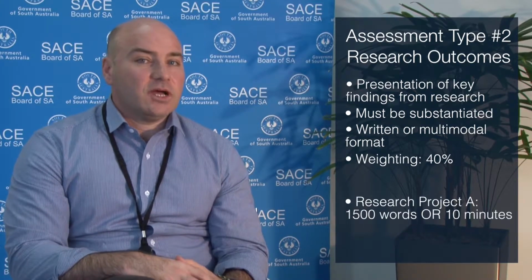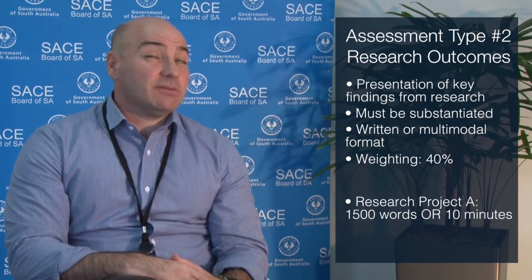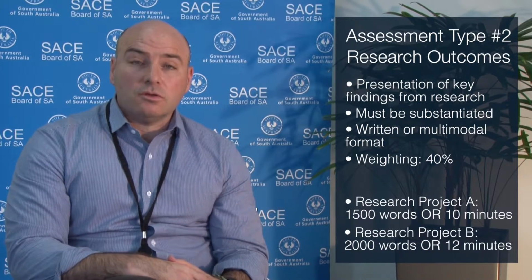So the student is required to present their key findings that they found from their research. And those key findings must be substantiated. There's a number of ways of showing substantiation, which I'll talk about in a minute. The research outcome can be presented either written or in a multimodal format and is worth 40% of the student's work. The requirements for Research Project A is that the student has 1,500 words or 10 minutes to present their research outcome. In Research Project B, it is 2,000 words and 12 minutes for their research outcome.